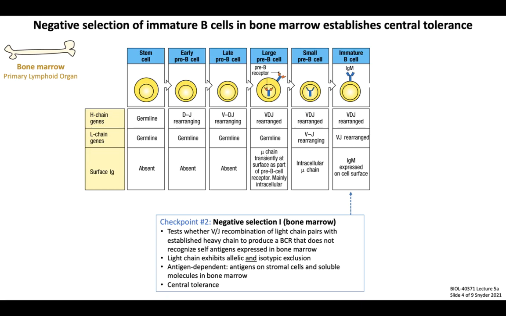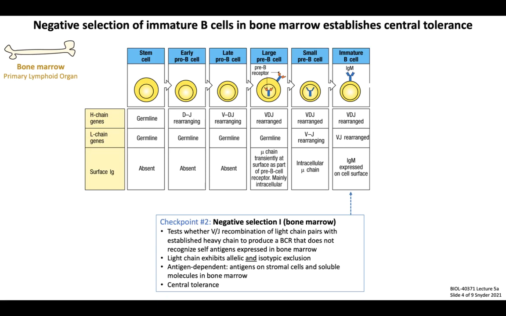Once a candidate light chain is rearranged, it is expressed by immature B cells in the bone marrow and must be tested for autoreactivity to self-antigen. This represents the second checkpoint of B cell development, which is a first round of negative selection against BCRs which induce strong signaling in response to the binding of self-antigens that are expressed in the bone marrow. Again, this selection occurs in an antigen-dependent manner.